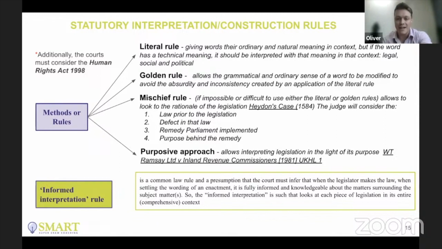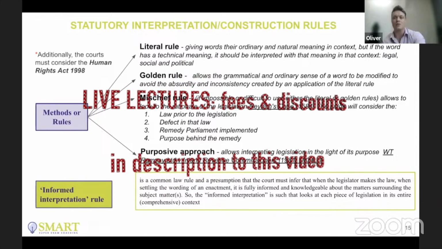What is the defect in the current legislation that we're trying to overcome? What remedy had Parliament intended? And what is the purpose behind that remedy? What are we trying to do with a particular remedy or sentence in criminal law?